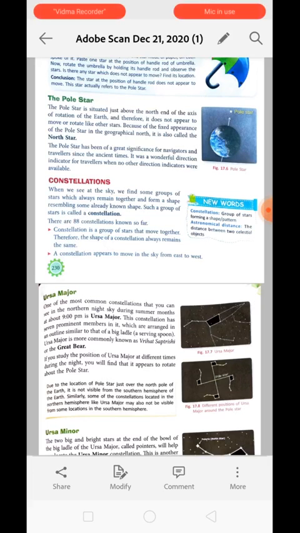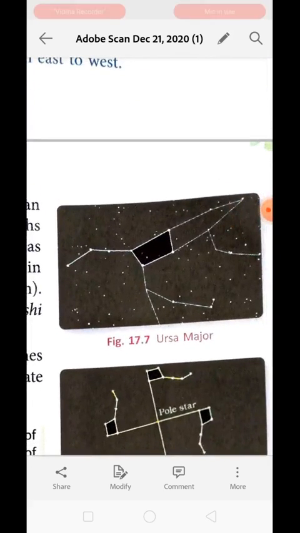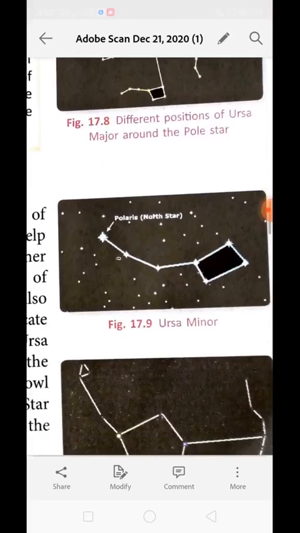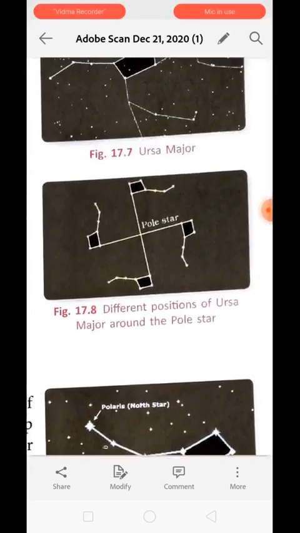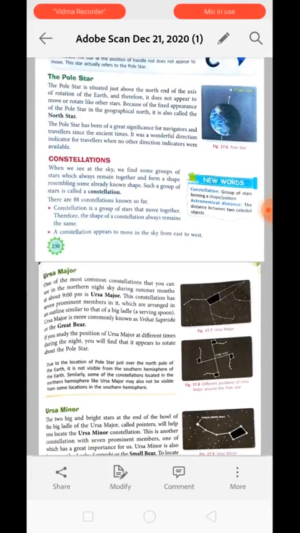When a group of stars together form a pattern or a shape, it is known as a constellation. See over here, we have several constellations, right? These are the several constellations that we are going to study about. So what is a constellation? A constellation is a number of stars present at a particular place, and we imagine several lines to connect the dots of the stars to make a particular shape or pattern. Then we call them a constellation.